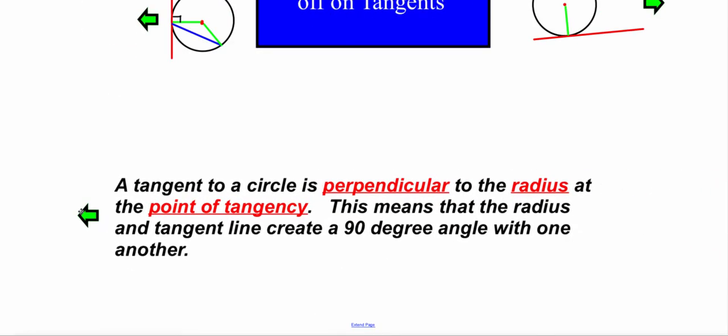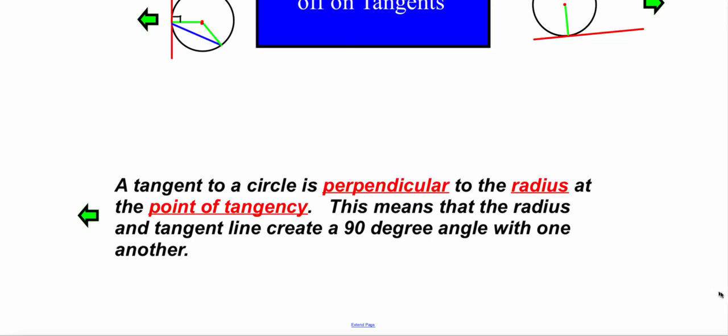So here's the rule: a tangent to a circle is always perpendicular to the radius at the point of tangency. If you remember, a point of tangency is the part where the tangent line touches the circle. This means that the radius and a tangent line create a 90-degree angle with one another. So in order for this line to be tangent, if there is a line going to the point of tangency and it makes a perpendicular angle with my tangent, it must be a tangent line.